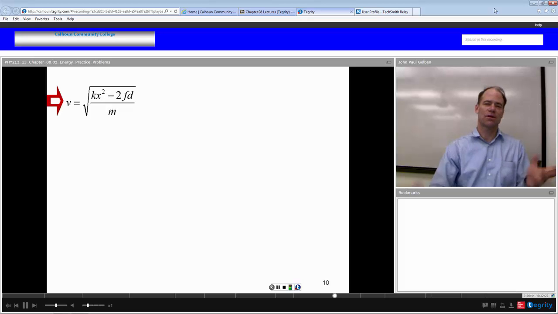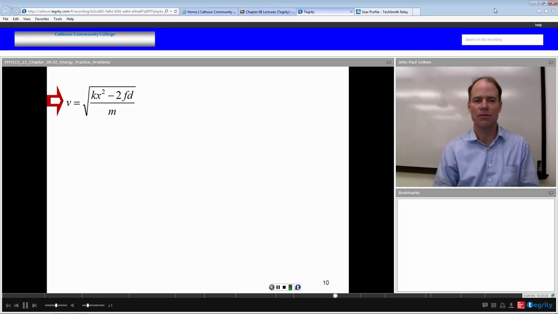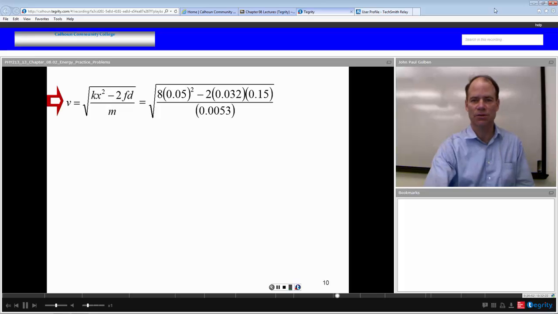So, just algebraically manipulating that, we have our final velocity is equal to the square root of kx squared minus 2 times force times d over m. We know these values, so we can plug them in.